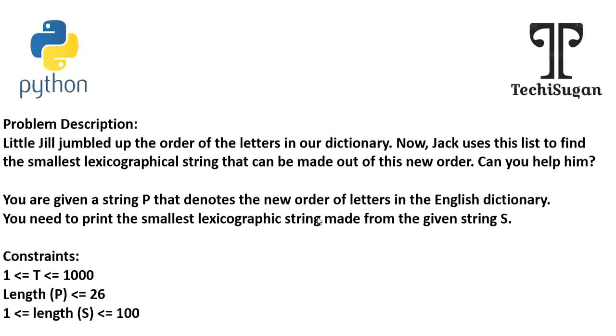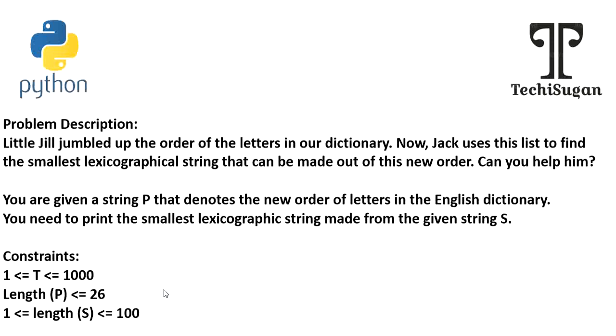Now let us move on to the constraints. The first constraint is that the number of test cases is 1 to 1000, and the length of the given string P should be less than or equal to 26. The second string length can be 1 to 100. These are the constraints they have given here.